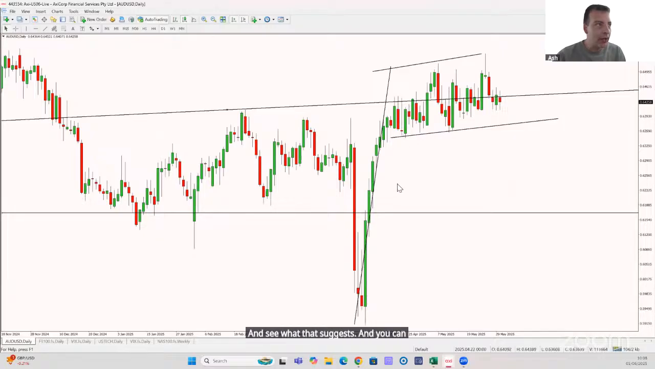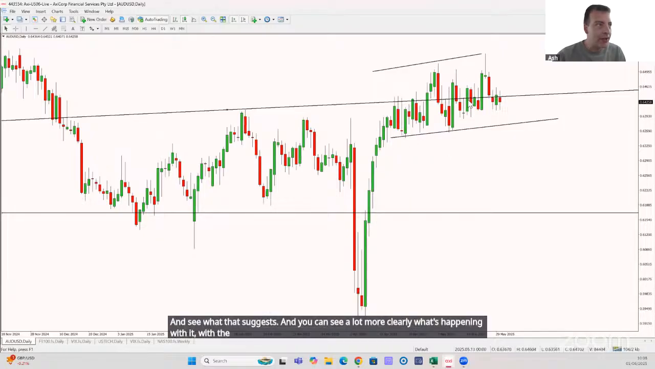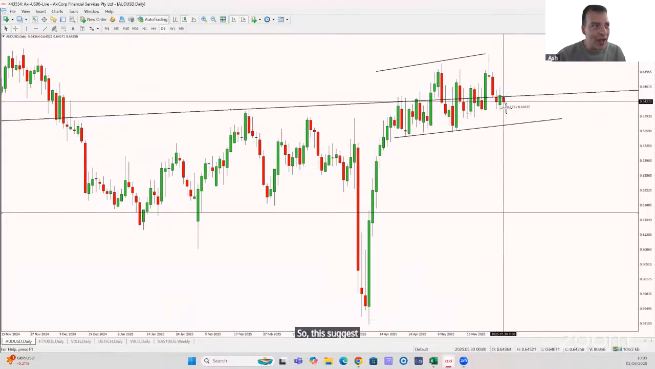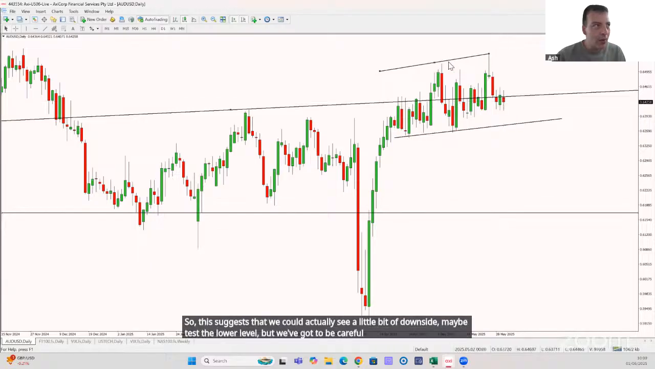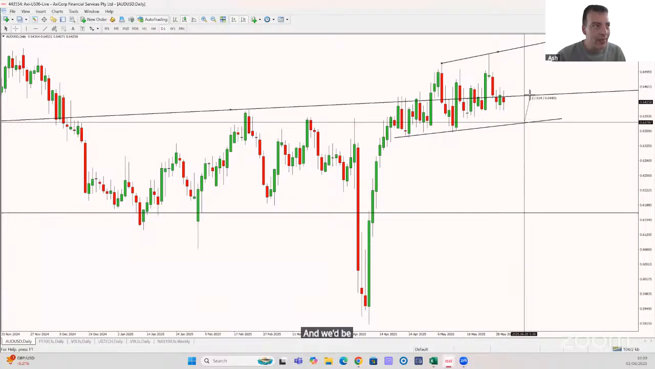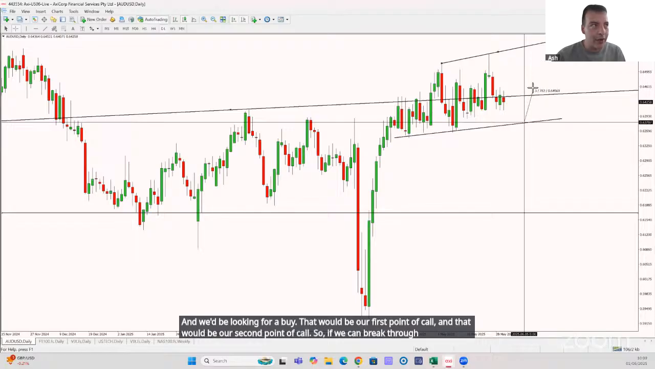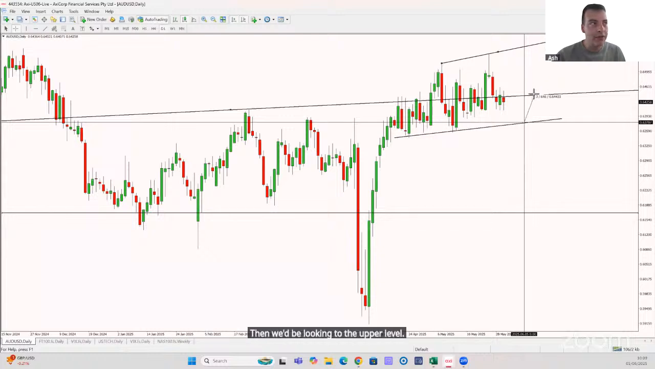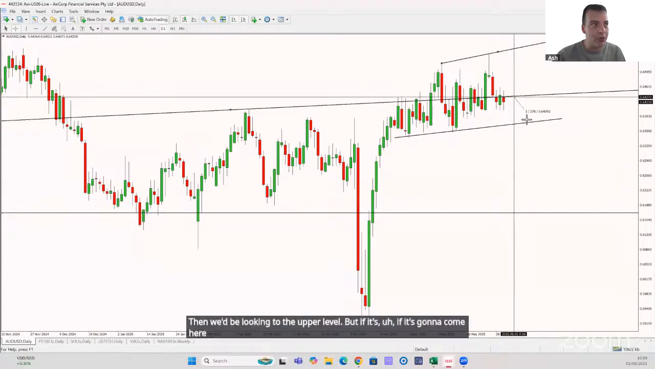And you can see a lot more clearly what's happening with the daily trading range here. This is it here. And this is the trend line. This is the important level to watch. We're right in between the two. So this suggests that we could actually see a little bit of downside, maybe test the lower level, but we've got to be careful not to aim too high if we were to buy it. If it comes down here and we'd be looking for a buy, that'd be our first point of call, and that'd be our second point of call. So if it can break through and create another potential signal for a run, then we'd be looking to the upper level. But if it's going to come here and suggest a pause, it's coming down to the lower level.